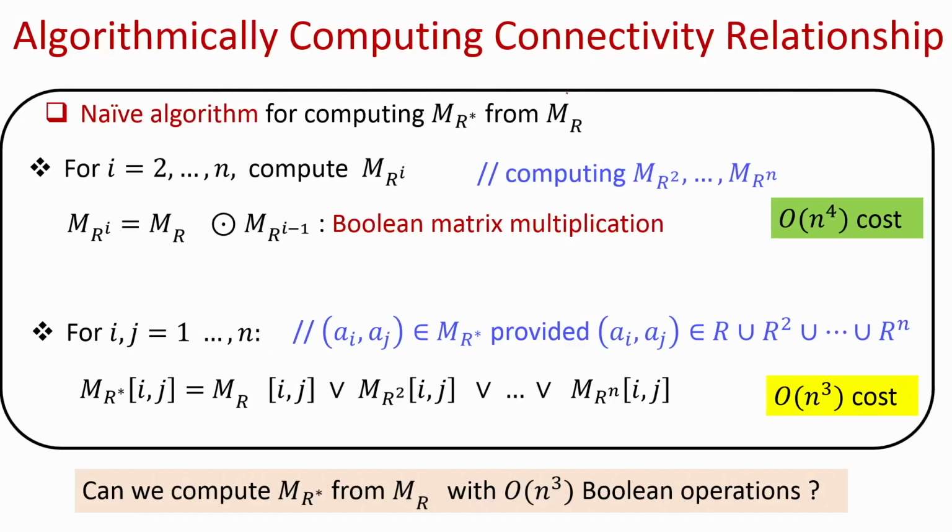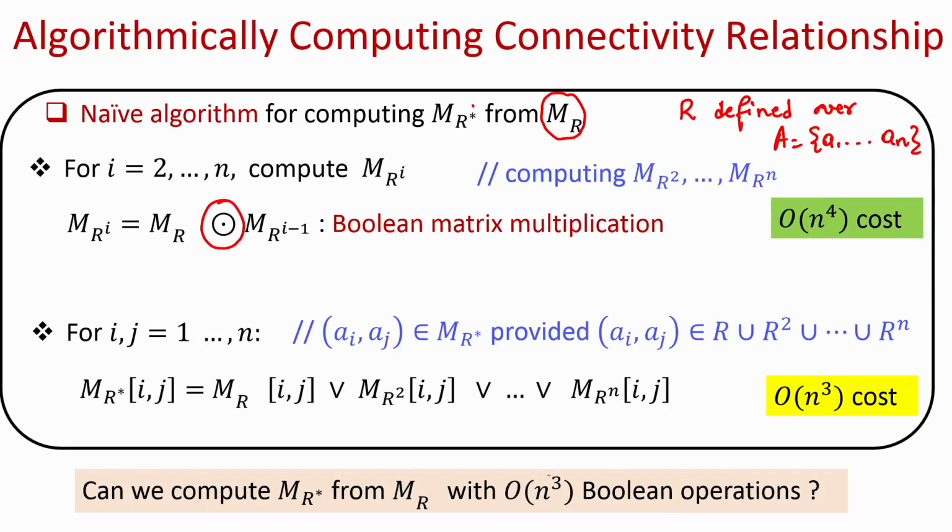You are given as an input the matrix for your original relation R, and from that we constructed the matrix for the relation R star, provided R is defined over a set A consisting of n elements. We introduced the Boolean matrix operation in the last lecture, and we saw that overall to compute a matrix for different powers of R, it will cost you n power 4 Boolean operations.